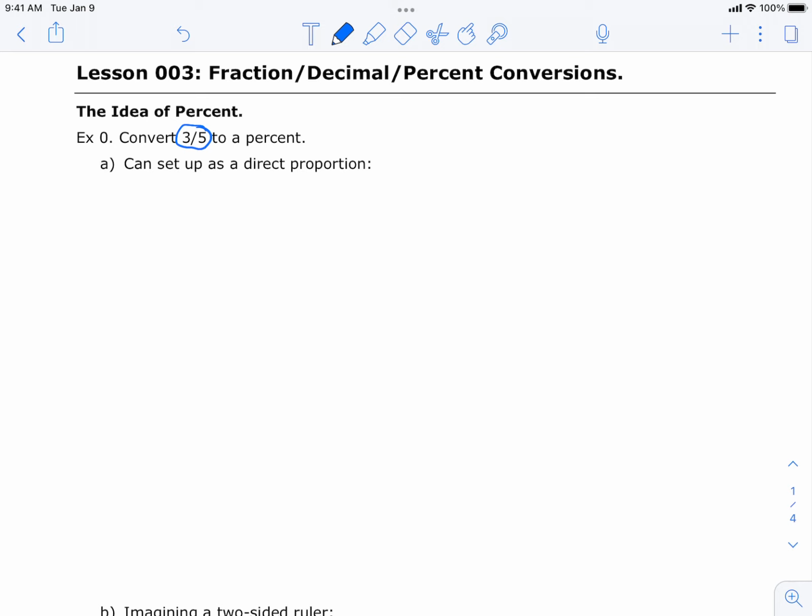I've got a fraction, 3/5. I want to make it a percent. How could you do that? There's actually multiple ways you could do that. But I want to show you this way, the direct proportion way, because I love proportions.